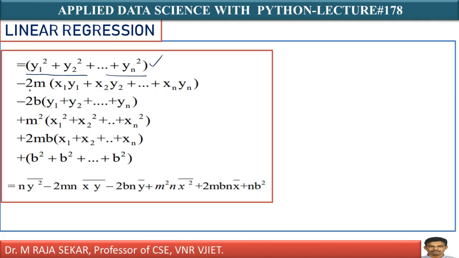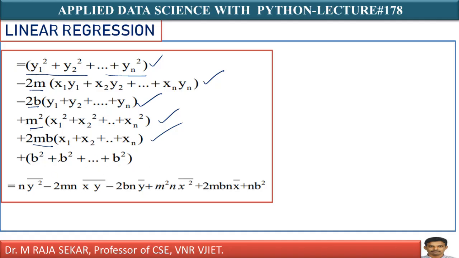In that manner, I am taking 2m common, so that I will get this one. I am taking minus 2b common, I will get this one. If I take m square common, I will get this 2mb. If I take this common, I will get b square, b square, b square. How many times? There are nb square, isn't it?